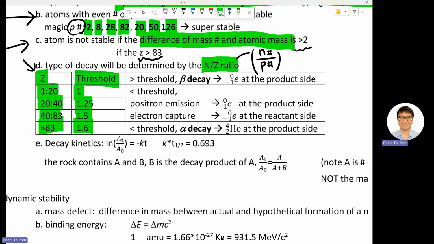The thresholds are very easy: 1, 1.25, 1.5, 1.6, with an increment of 0.25, except for the very last one, 1.6. Those are the thresholds for different groups. Why do I do this? Because your textbook never actually tells you what kind of decay you can predict based on numbers. It just gives you a very qualitative description.